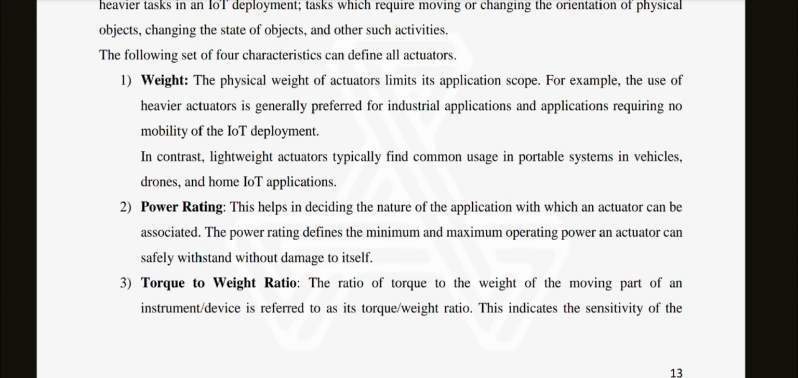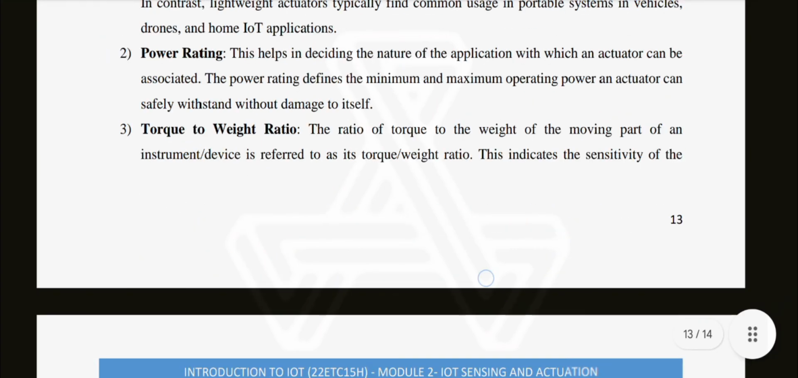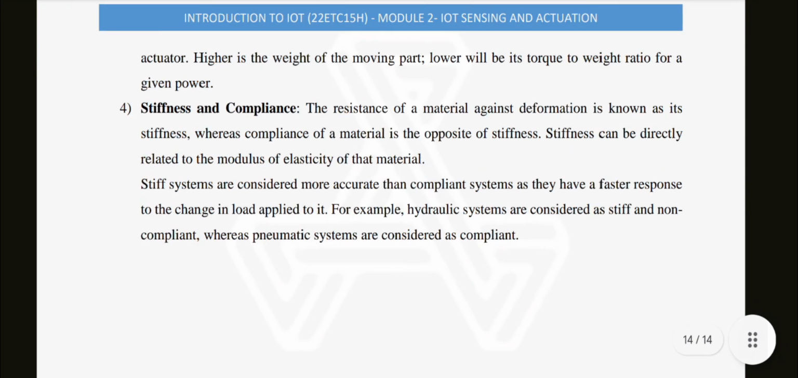Torque to weight ratio. The ratio of torque to weight of the moving part of an instrument or device is referred to as the torque to weight ratio. This indicates the sensitivity of the actuator. The higher the weight of the moving part, the lower will be the torque to weight ratio, for a given power.